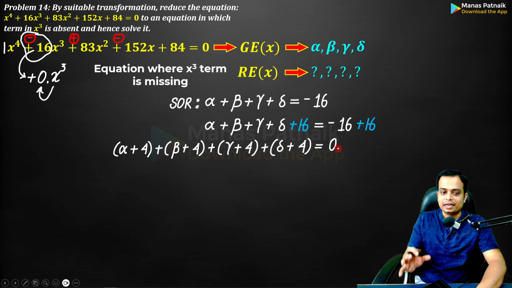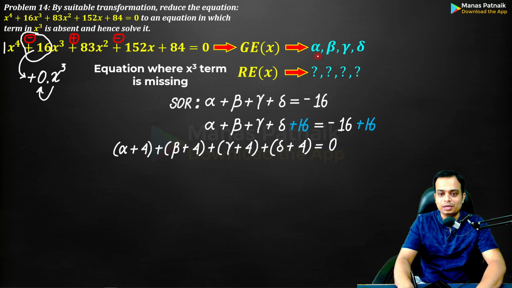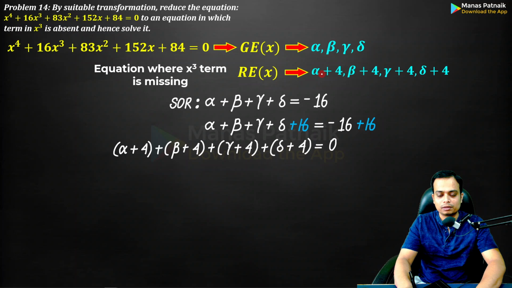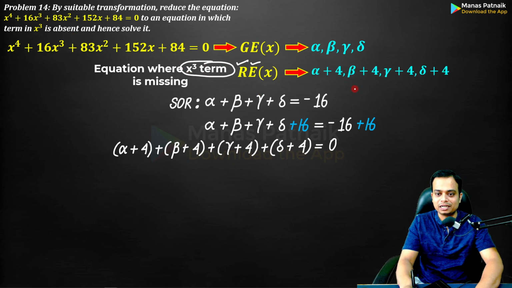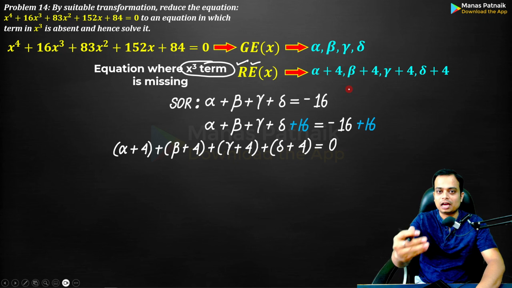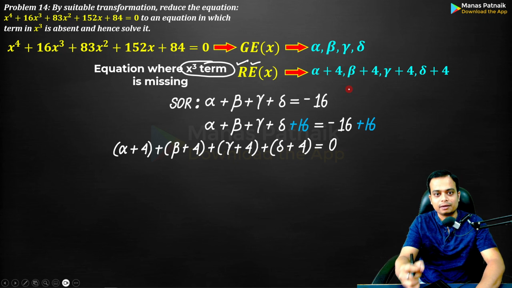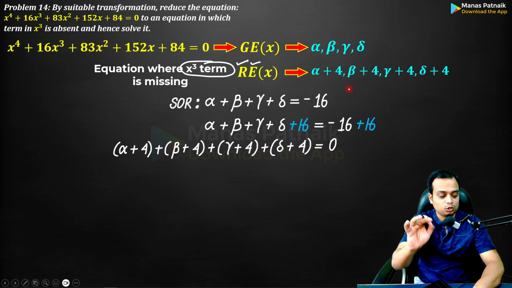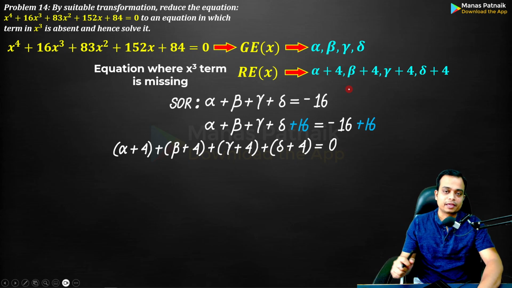Now we are getting an impression. It is that the moment you increase the roots from alpha to alpha plus 4, you automatically will get an equation, a required equation where the x cube term is missing. Or beta to beta plus 4, automatically you'll have an equation. There will be no x cube term. That is what the idea is. Can you find that equation?